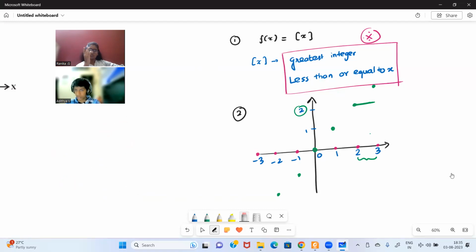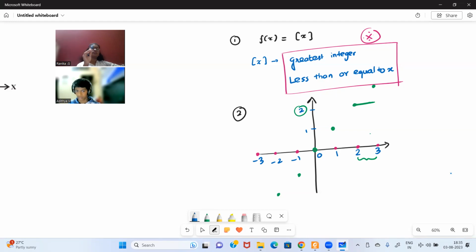Okay, Aditya, tell me, what is greatest integer of 1.5? 1, sir. 1, very good. 1.5 is here. What are the integers less than 1.5, Aditya? 1, 0, minus 1, minus 2, and it goes on, sir. Very good. Among them, which is the greatest? 1, sir. Excellent. Therefore, greatest integer of 1.5 is 1.